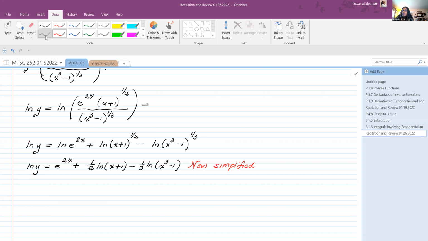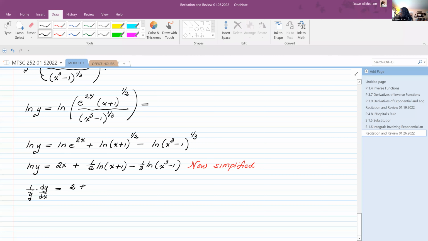So now that it's simplified, you can take the derivative. So this becomes 1 over y times dy dx. And how do I take the derivative of this side? Would you do the e to the 2x times 2? Oh, no, this has no e anymore. I'm sorry. This is just 2x. Remember, the natural log of e to the 2x is just 2x. So the derivative of that is just 2.